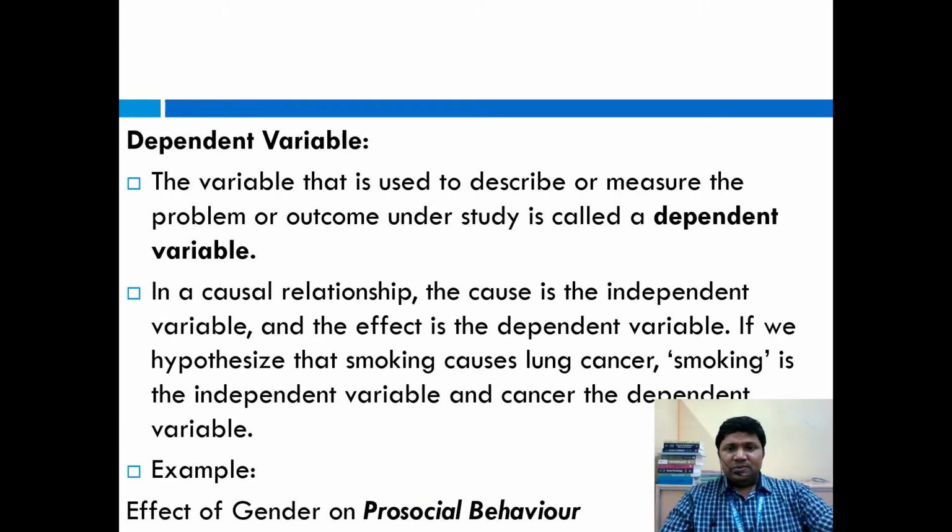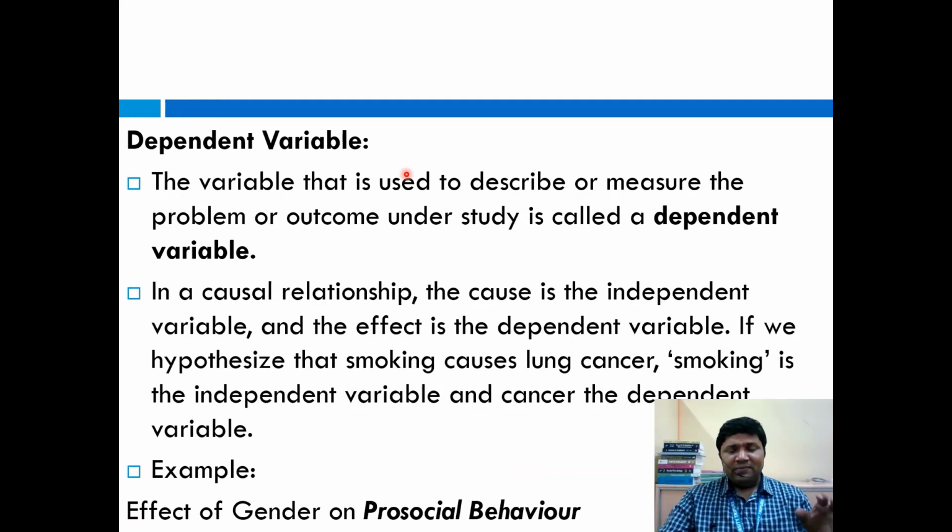Dependent variable is used to describe or measure the problems or outcome under the study is called a dependent variable. In this example, effect of gender on prosocial behavior, here the gender is independent variable and the prosocial behavior is dependent variable. Because if you think about the definition of experimental method, in experimental method we try to manipulate the independent variable to see the effect on dependent variable.